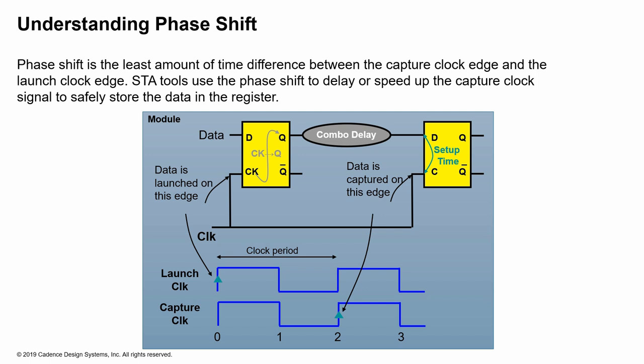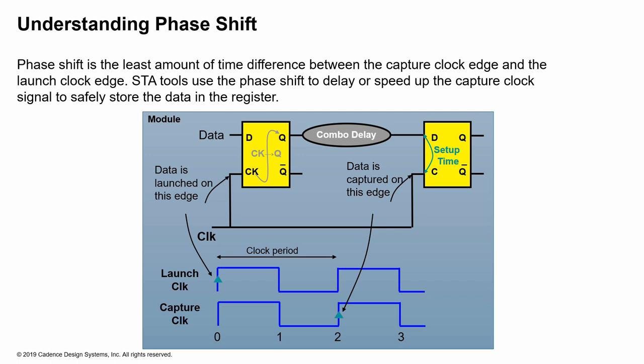So if we look at this example here, we have data being launched on the launch edge and data captured at the capture edge. Because it's the same clock for launch and capture, we have a phase shift of 1 clock period. In other tools, there is no phase shift and we just report 1 clock period.